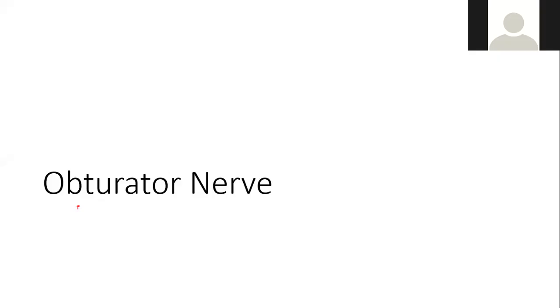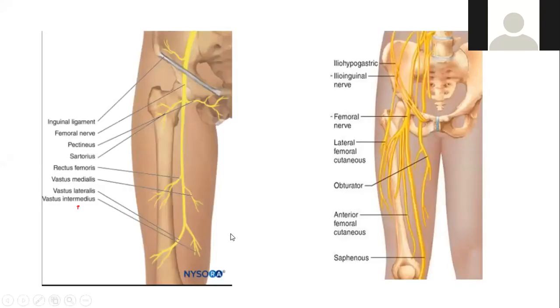Obturator nerve, starting with the obturator nerve. Obturator nerve is a branch of the anterior division of the lumbar plexus, having root value of L2 to 4.